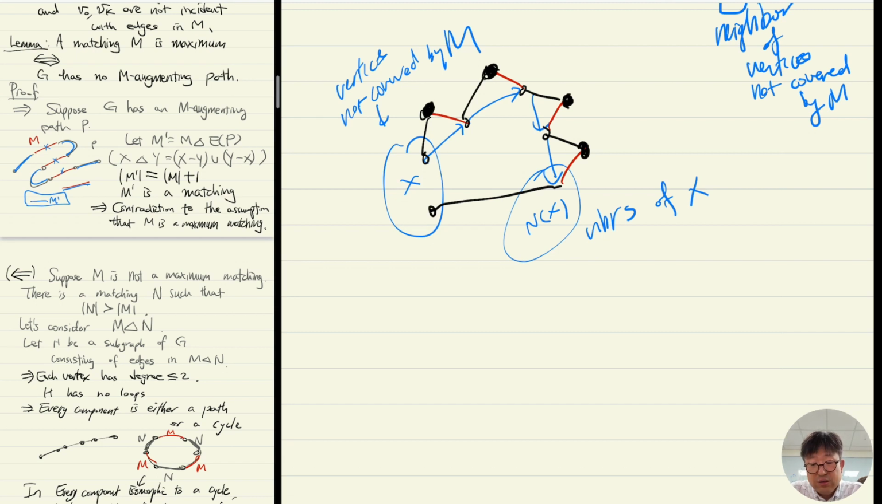How about the vertices here? Well, these vertices are also distinct because it's a path in a directed graph, so the vertices are distinct. So it looks okay. No, maybe these two could be equal. Well, that's the problem. So here's the problematic case: it is possible that X is equal to Y.